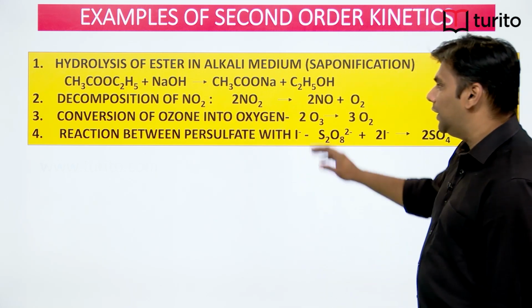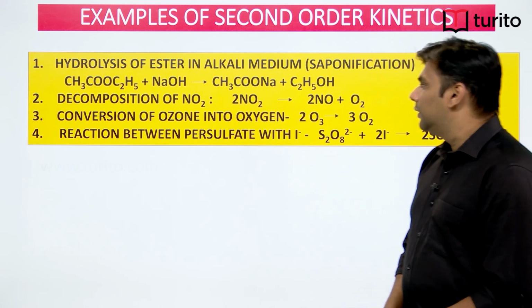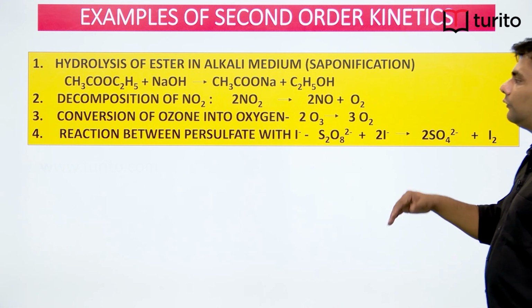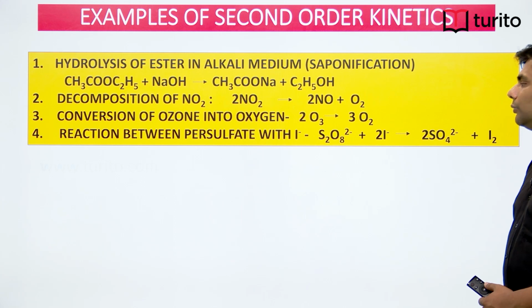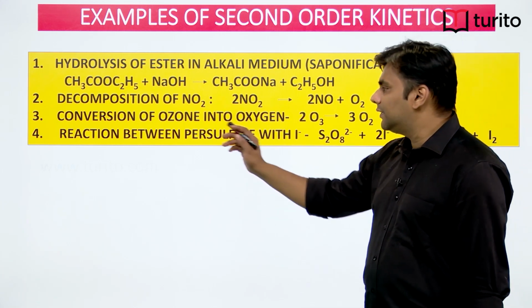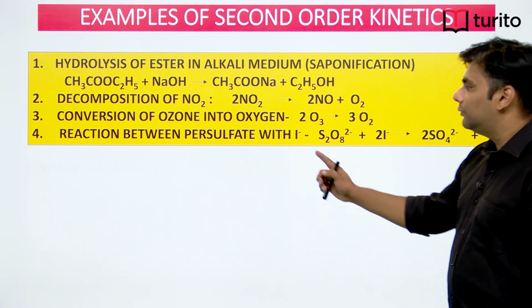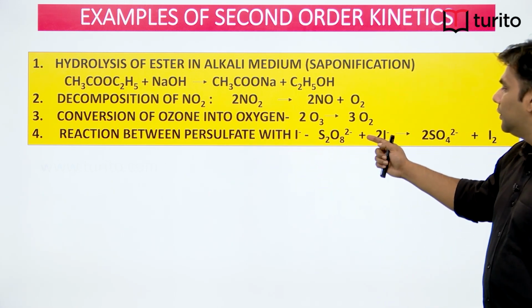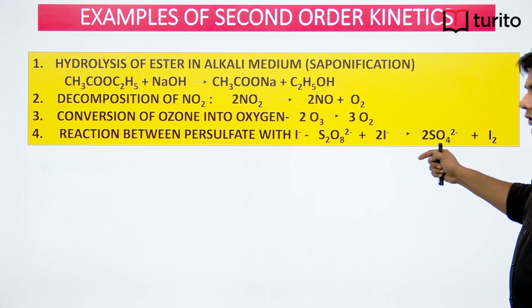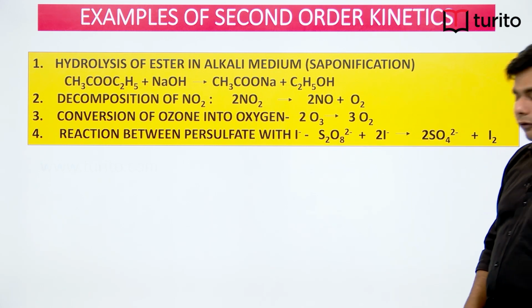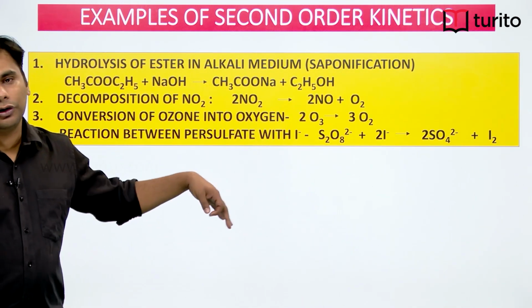Decomposition of NO2, when NO2 decomposes into NO and O2, is also an example of second order kinetics. Conversion of ozone into oxygen, 2 moles of ozone getting converted into 3 moles of O2 at 100 degrees Celsius, is an example of a second order reaction. Similarly, the reaction between persulfate and iodide. Persulfate is basically S2O8 2 negative. It is reacting with iodide to form sulfate and iodine. So this is also an example of a second order reaction. Okay. So these are the few examples of second order reaction.